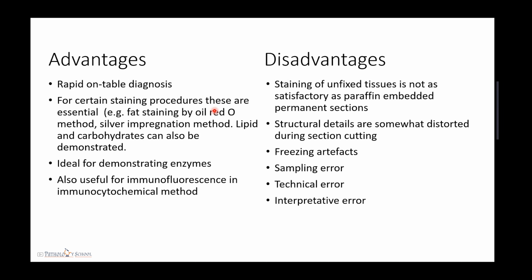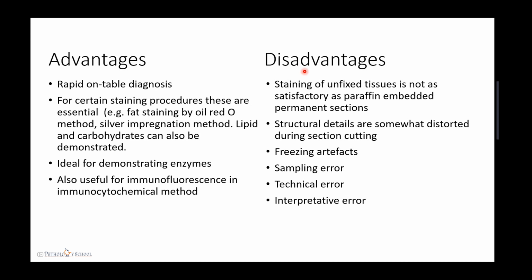Now we'll take a quick look at the advantages and disadvantages of the cryostat. The advantages are that it gives rapid on-table diagnosis. Also, frozen sections can be used for certain staining procedures, like fat staining by the oil red O method or the silver impregnation method. Even lipids and carbohydrates can be easily demonstrated using frozen sections. Frozen sections are ideal for demonstrating enzymes as we are using unfixed tissues, and they are also used for immunofluorescence in immunocytochemical methods.